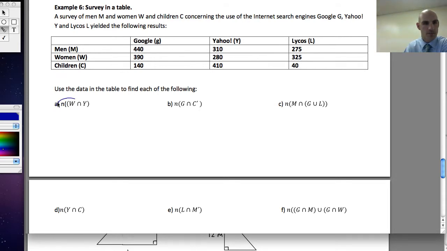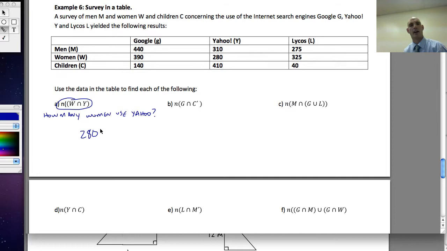When I look at something like this, it's really interpreting this data. So I want to know how many women intersect with Yahoo? So how many women use Yahoo? Well, I go to women, I go to Yahoo, and I get 280. The sets intersect because the set of women intersects with Yahoo. That's what we're doing here.